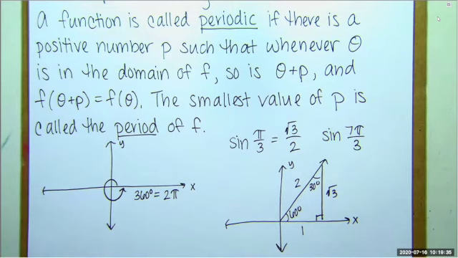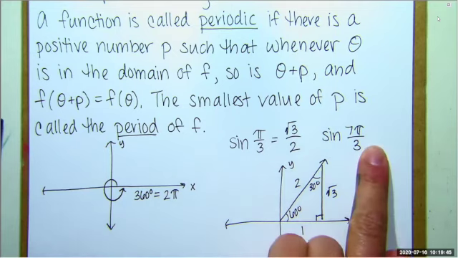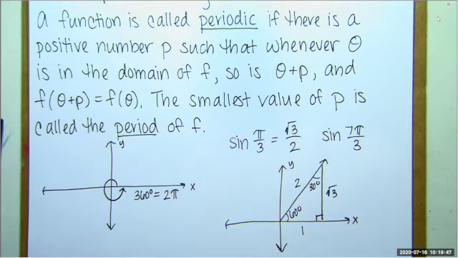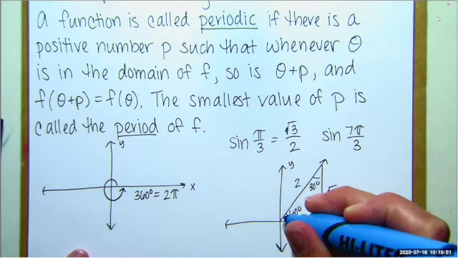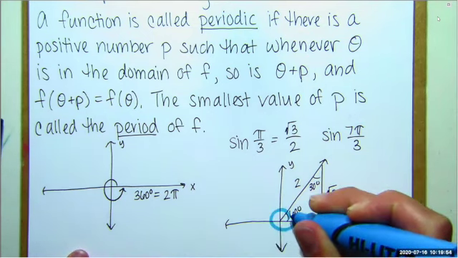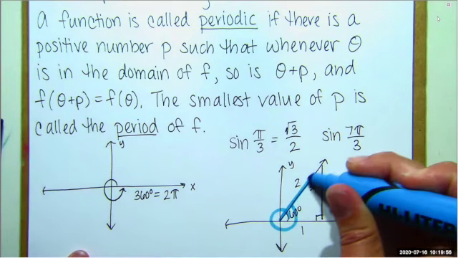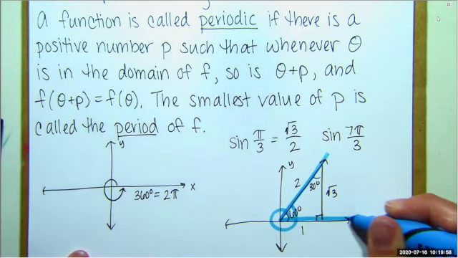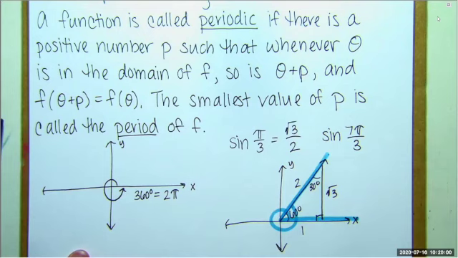Now, let's look at how this compares to sine of 7 pi over 3. Again, I want you to think about this. This is trying to explain to you why the period is what I'm about to tell you it is. Okay, so 7 pi over 3. 7 divided by 3 would be 2 1/3. So we're going to go 2 whole pi plus 1/3 more. So this blue angle is 7 pi over 3.